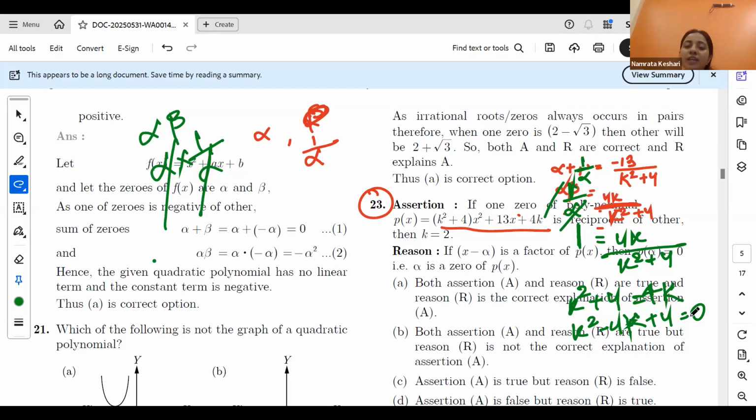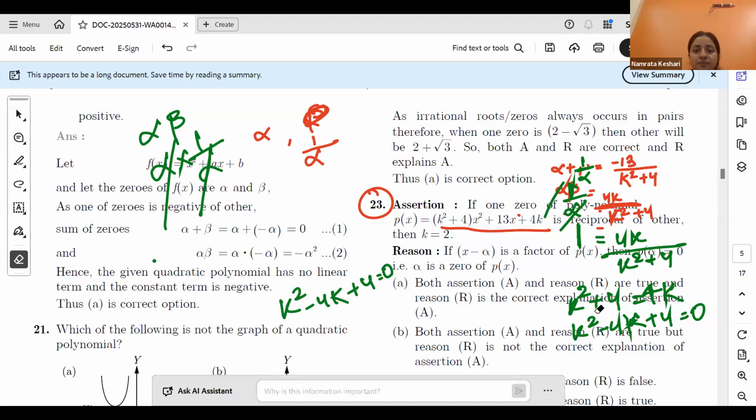How? Of course, by splitting the middle term by factorizing. You are having k square minus 4k plus 4 is equal to 0. If you are able to identify this, it is a formula for (x minus y) whole square. Otherwise, you can do splitting the middle term also. Minus 2k, minus 2k. It is the (k minus 2) whole square formula you are having.